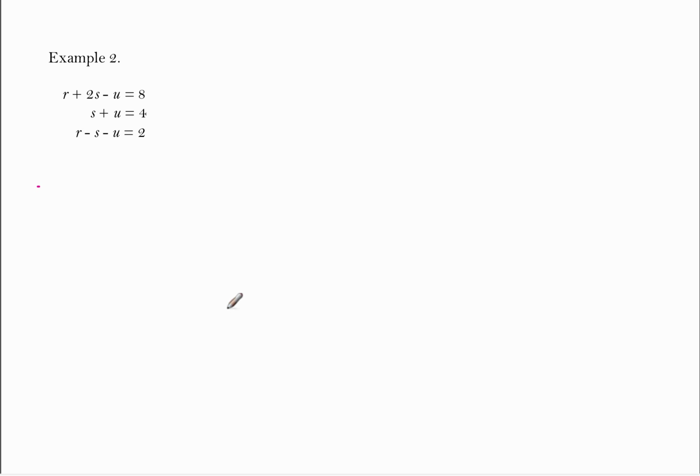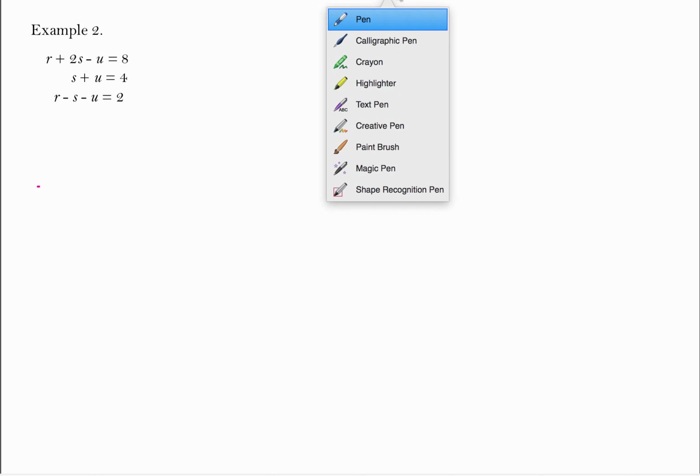All right, example 2. Got 3 equations here, and instead of x, y, and z, I have r, s, and u, but I like something here. This makes me smile right here.